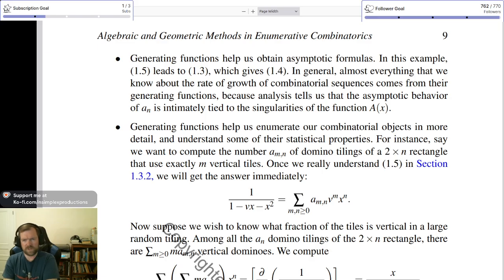Generating functions help us enumerate our combinatorial objects in more detail and understand some of their statistical properties. For instance, we want to compute the number a_(m,n) of domino tilings of a 2 by n rectangle that use exactly m vertical tiles. Once we understand section 1.3.2, we will get to the answer immediately.